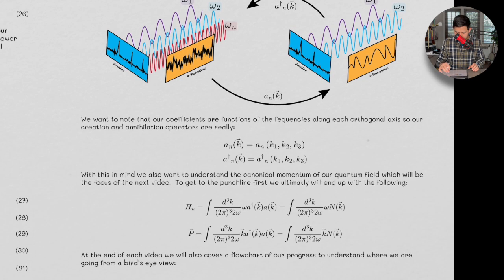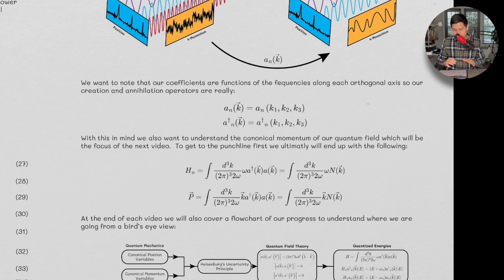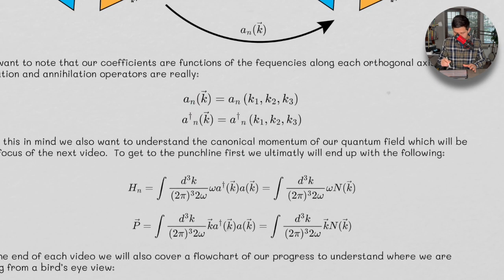All right. We want to again also note that the coefficients are functions of frequencies along each orthogonal axis, and so our creation and annihilation operators are really this. So when we see something like this, we should be really thinking that this is a frequency in three-dimensional space. Okay.